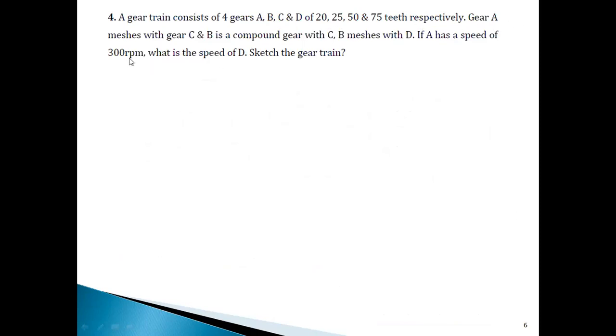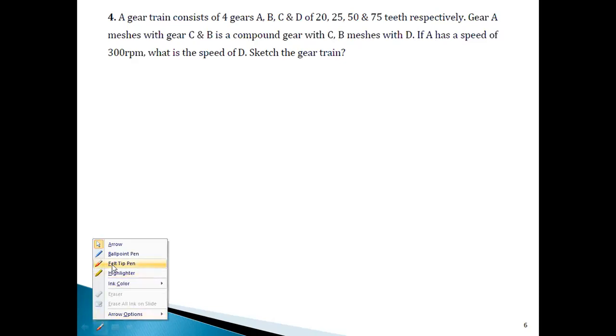Gear A meshes with gear C, and B is a compound gear with C. Yes, see here, B is a compound gear with C. B meshes with D. If A has a speed of 300 RPM, what is the speed of D? Sketch the gear train. So we have to read this question carefully here.